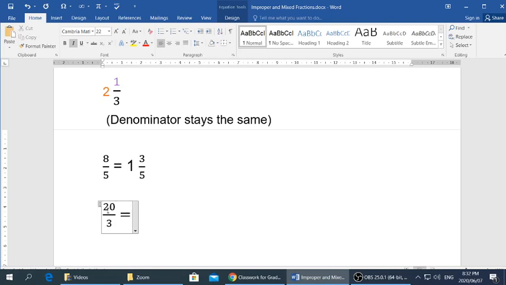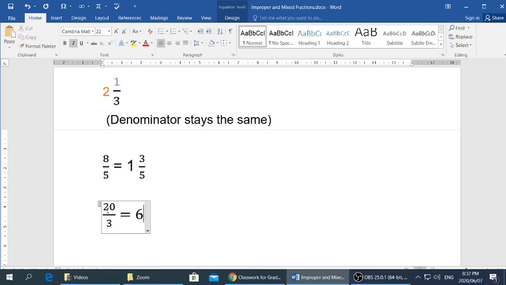So 3, 6, 9, 12, 15, 18, and 21. So 21 is too high, so I go back. So I stopped at 18. How many fingers should you have up? You should have 6. So it is 6.